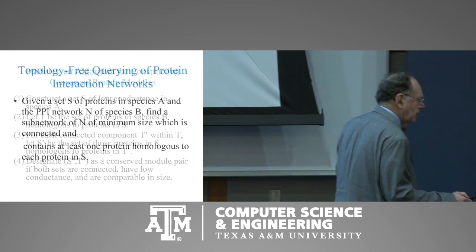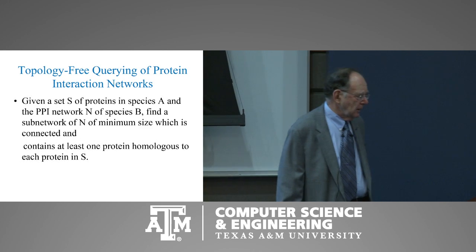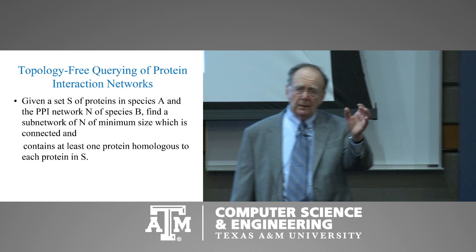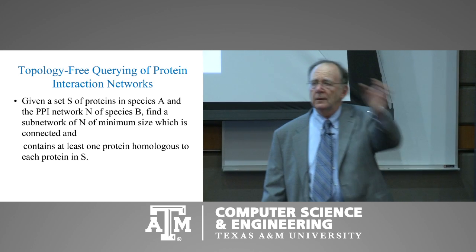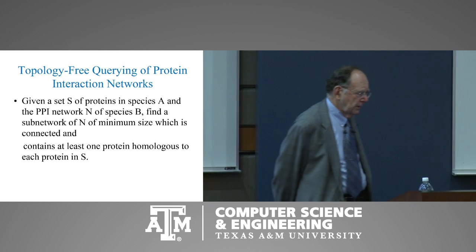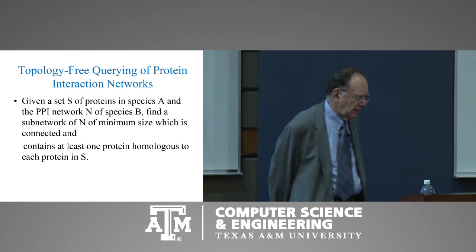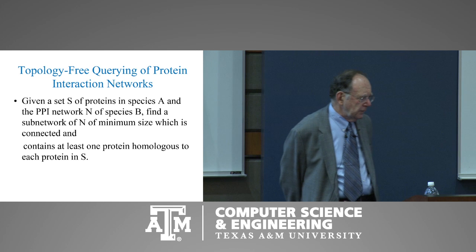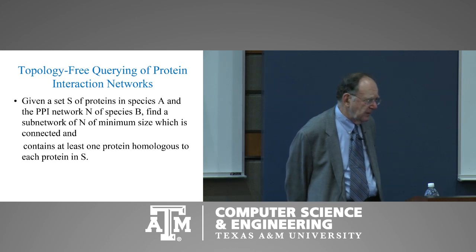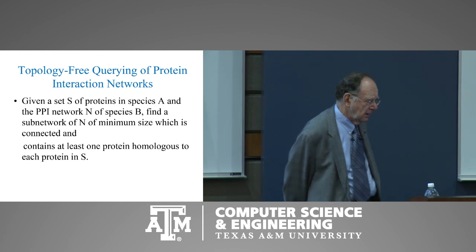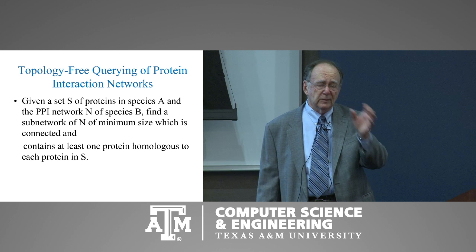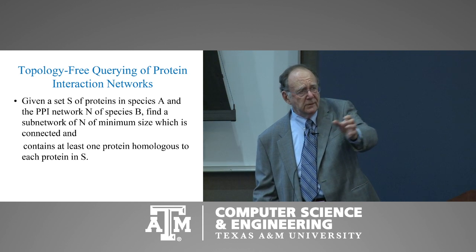And I'm running out of time, so I'm going to talk about a purely combinatorial problem that is abstracted from the goal of passing from module A to its counterpart in the second species. So we formulate it in the following way. Given a set of proteins in species A, namely the proteins of a particular module, and the protein-protein interaction network of species B, find the subnetwork in species B of minimum size, which is connected and contains at least one protein homologous to each protein in the first set. So we're just looking for a small subgraph which is connected and which carries over the proteins from one species to the other.